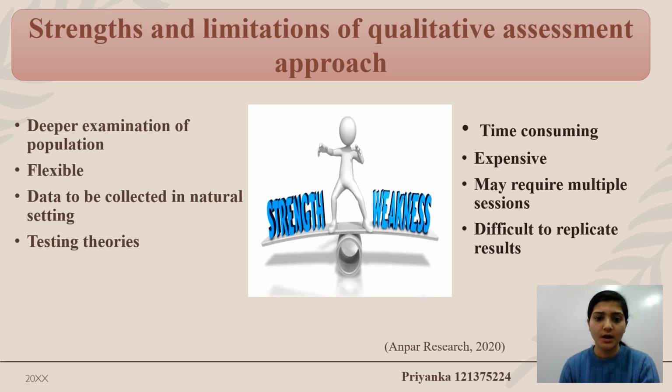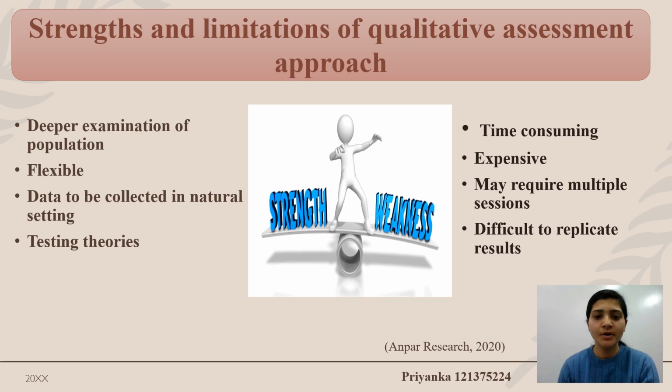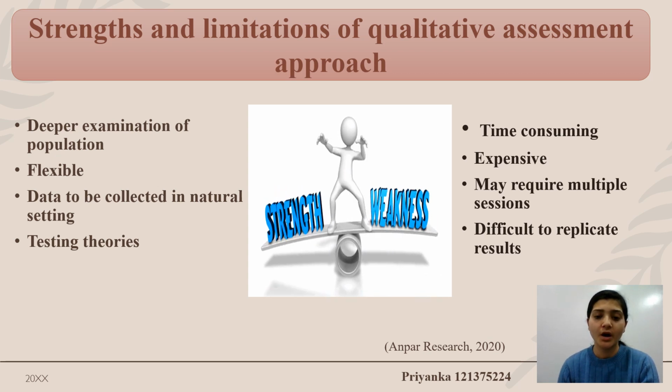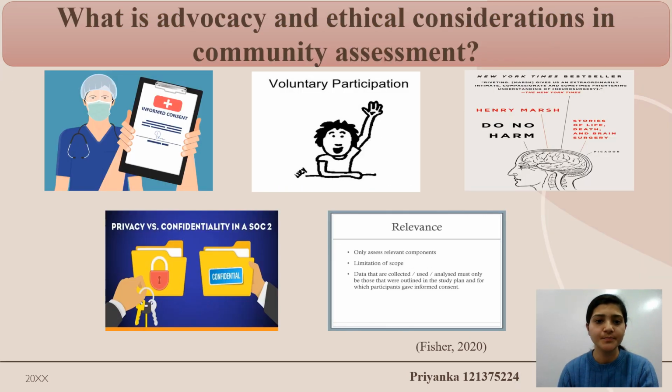Next are the weaknesses. Data analysis is time consuming and it is a very expensive method. Sometimes it may require multiple attempts to assess and it's quite difficult to repeat the outcomes. Next are the ethical considerations. First is informed consent. That means the person in the evaluation is fully informed about the evaluation being conducted. Participants must be aware of the purpose of the project. Next, voluntary participation. That means participants are fully free to withdraw their participation at any time because it is the right of an individual to leave a program.